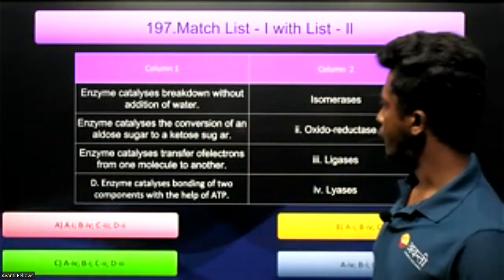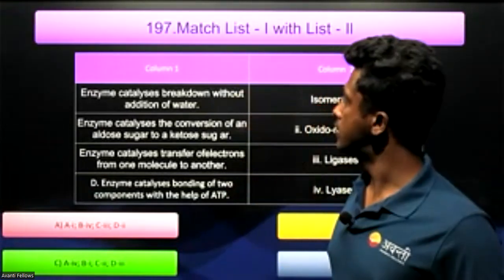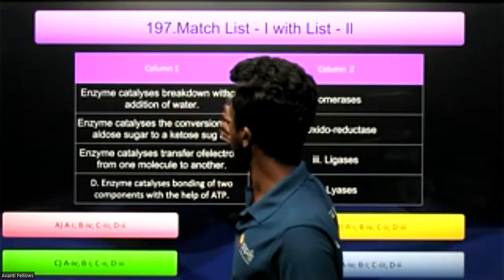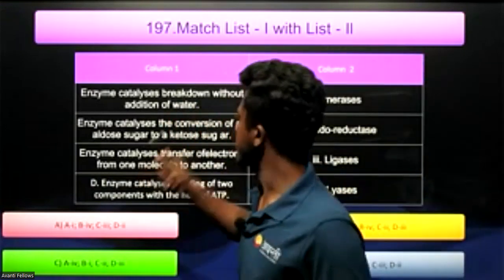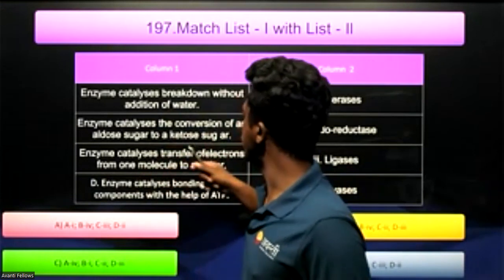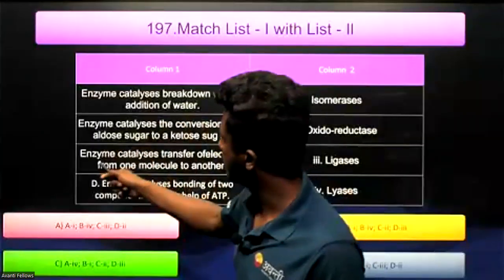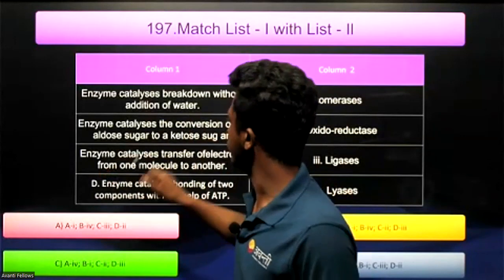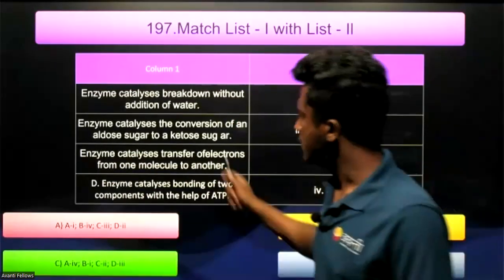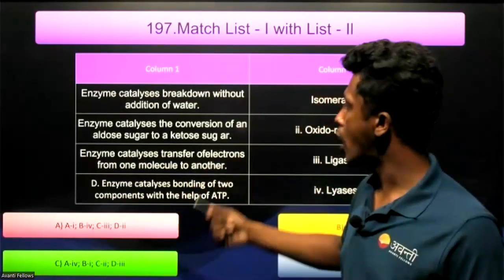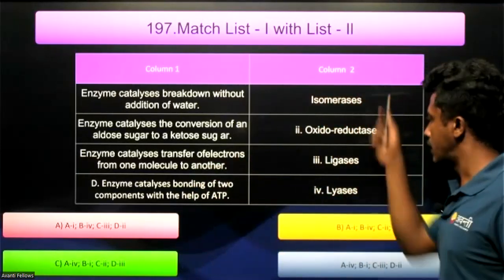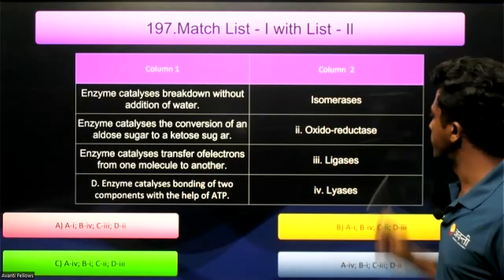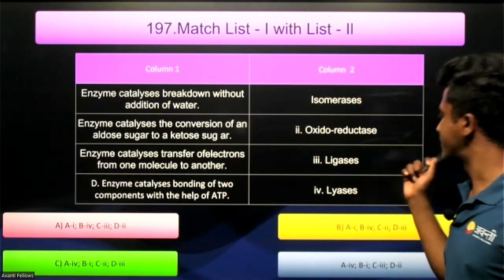Okay, we have one more match the following. We have column 1 and column 2. Enzyme catalyzes breakdown without addition of water. Enzyme catalyzes the conversion of an aldose sugar to the ketose sugar. Then enzymes catalyze transfer of electrons from one molecule to another molecule. Enzymes catalyze bonding of two components with the help of ATP. And we have the names of enzymes: isomerase, oxidoreductase, ligases, lyases.